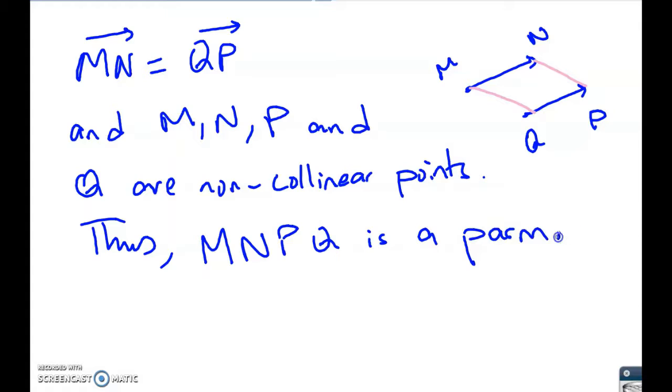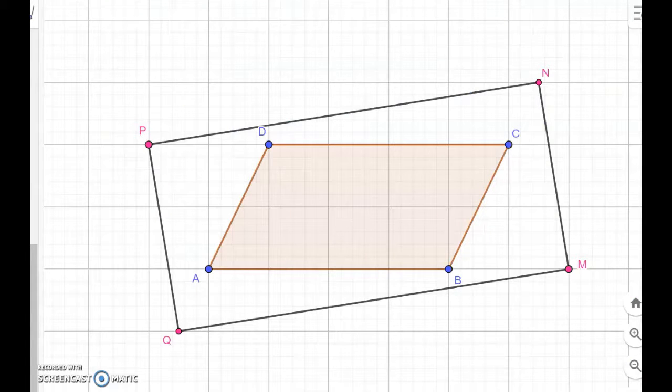Okay, so pay attention here. MN equal QP does not mean MNQP is a parallelogram. It means MNPQ is a parallelogram. So always draw a sketch if you don't have a figure. Now here, there was no need for this sketch because we already have the figure. So we can look at this figure. Notice we have MNPQ in a circular form. MNPQ is a parallelogram.